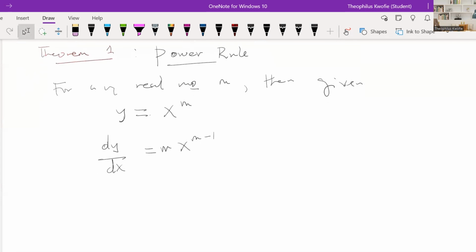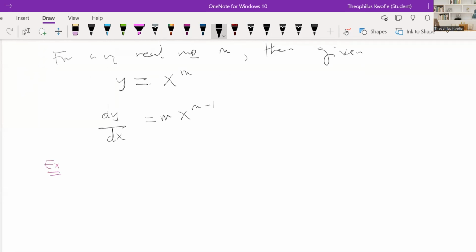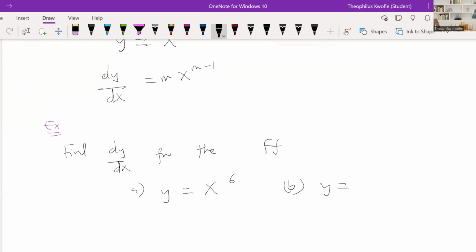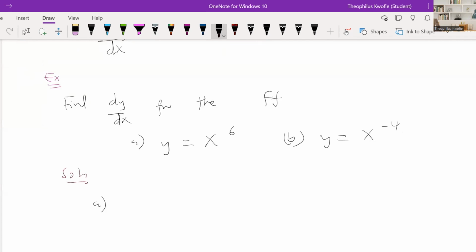So let's take note. We will solve more examples so that we will appreciate it more. Let me give you an example so that you can familiarize yourself with it. If I ask you to find dy/dx for the following, for part a, we have y equals x to the power 6. Who can help us solve it? Per the theorem, we drop the power, which is 6, then multiply the result by the function with its power decreased by 1, and that gives us 6 times x to the power 5. Do you all get it?